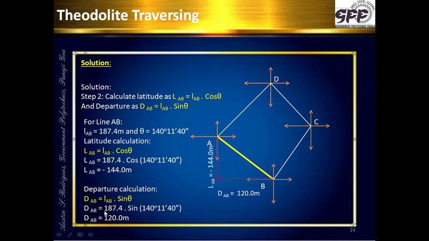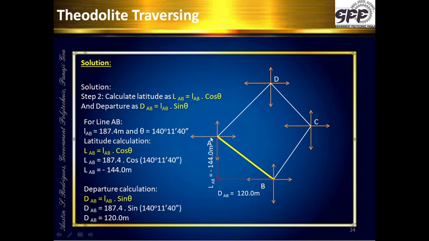So departure AB will be equal to length AB, which is 187.4, into sine of 140 degrees 11 minutes 40 seconds. When I calculate from here, I get departure AB as 120.0 meters. For this line, departure is the projection on the horizontal axis, and that magnitude is 120 meters.